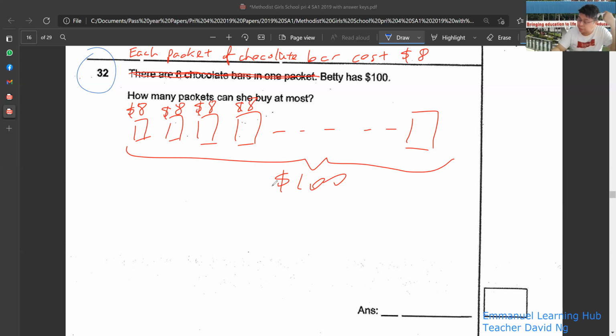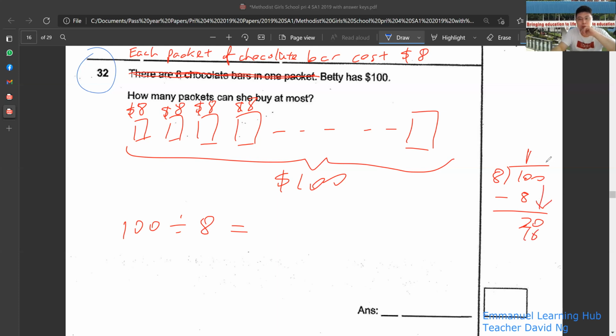Not 8 divided by 100. It is 100 divided by 8. Yes, 100 divided by 8. What is 100 divided by 8? 1 on top, then 8 below, equals 2. Then bring down 0, equals 16. 2, 6. Put 2 on top. Then equals 4. Equals 12.